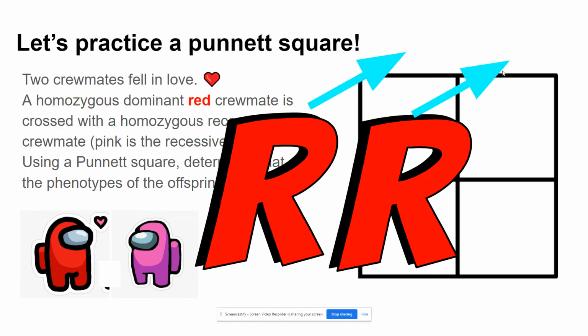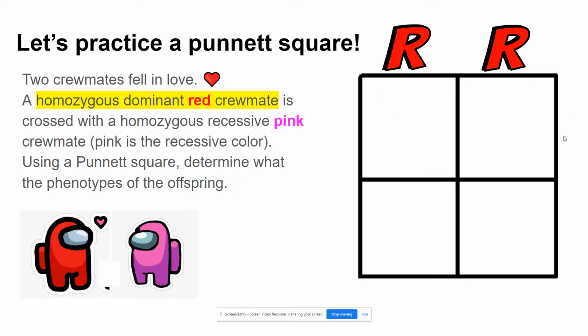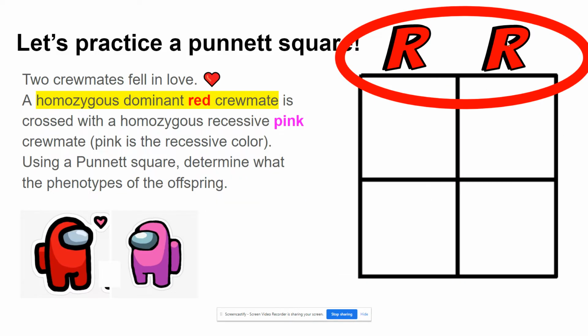We want to move these alleles to the top of the Punnett square in order to get ready for the crossing, so we'll add them there. This is where the first parent will go. They are the homozygous dominant, represented by 2 capital R's.